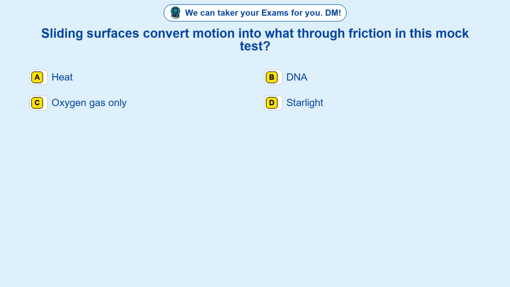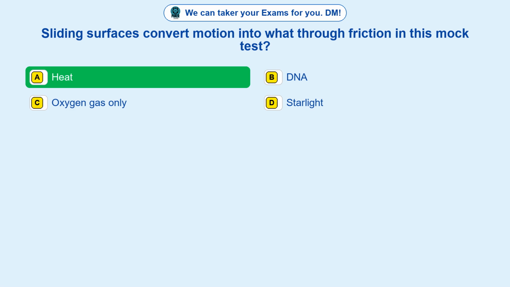Question 64. Sliding surfaces convert motion into what through friction in this mock test? Option A, heat. Option B, DNA. Option C, oxygen gas only. Option D, starlight. The correct answer is option A.